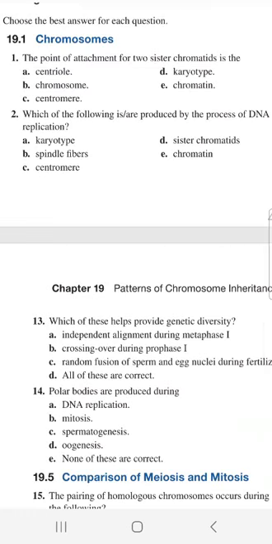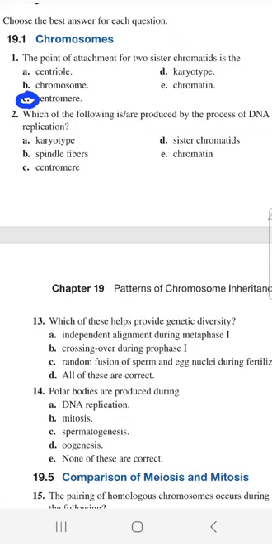Question number 1. The point of attachment for two sister chromatids is the centromere. Basically, for example, if these are chromosomes, this will be the other. Definitely this is not the shape, but the ball or the circle connecting them is the centromere.